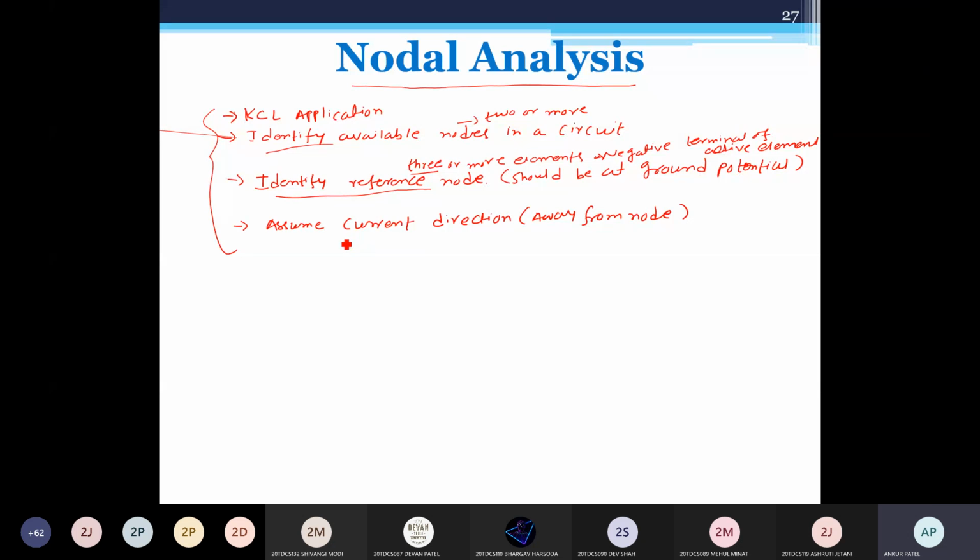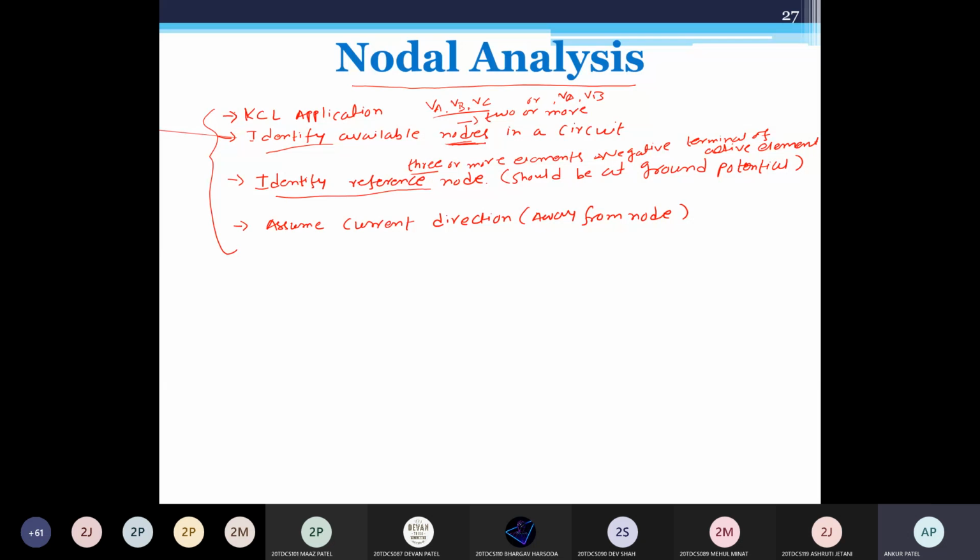Sir, can you repeat the whole thing once again? Yes, in nodal analysis, you have to use KCL application. Second, if you have a network, then identify the nodes, how many nodes are available, because we have to find the node voltage. If 3 nodes are available, we have to find VA, VB, VC, 3 node voltages. If 2 nodes are available, then you have to find VA and VB only. Along with these nodes, you have to assume one reference node which is connected at ground potential. So that is your reference node.